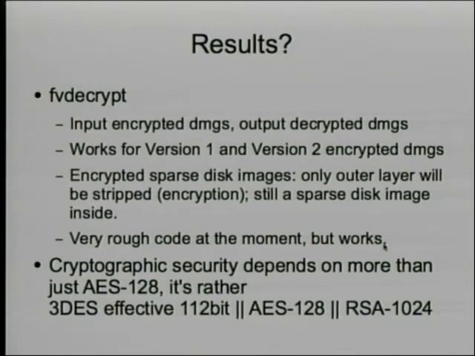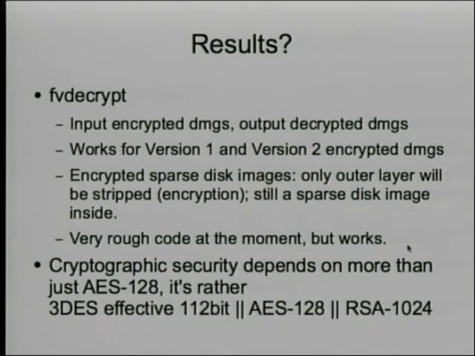Now, the result that we have is something called FileVault decrypt. Actually, that's a spelling mistake on the slide. It should be a V and an F instead of an F and a V. What it does: you feed it an encrypted dimage, either a sparse dimage or a non-sparse, like a UDIF dimage, and it outputs the decrypted dimage if you have the correct passphrase. This tool works with both version 1 and version 2 encrypted disk images, so even if you have an old installation and you want to transfer your data off it, but you don't have the install media, another box which runs an open system can still get the data off it if you have the passphrase or if you can guess it.